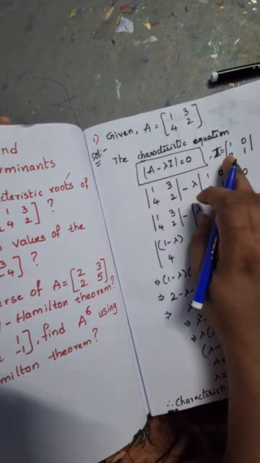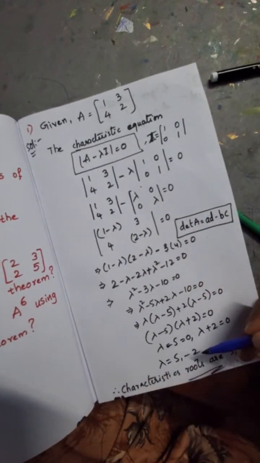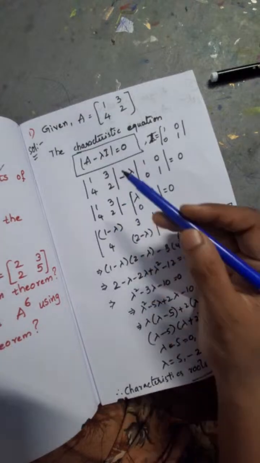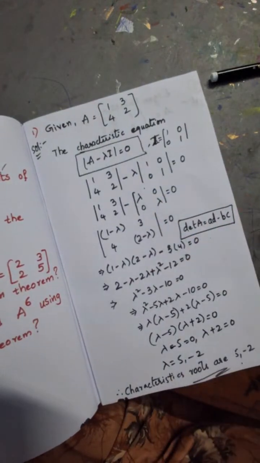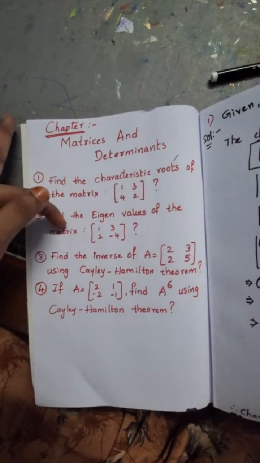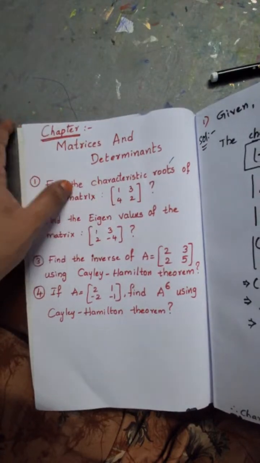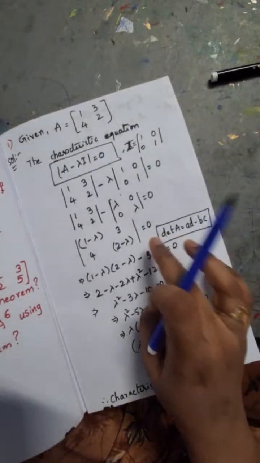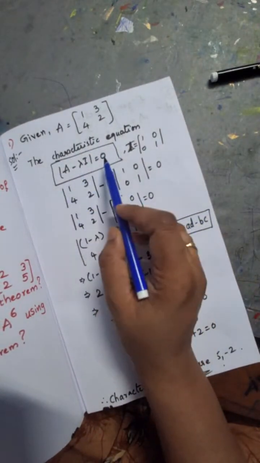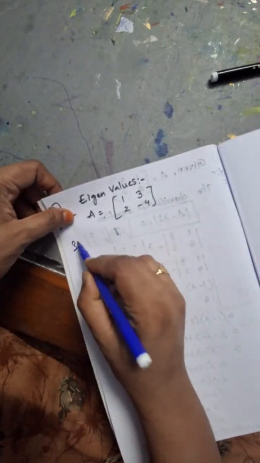Same as this, we have to substitute using the characteristic equation. We have to find the lambda values. That lambda is only the eigenvalues, children. Characteristic roots are also lambda and eigenvalues are also lambda, so don't get confused between the two questions. If characteristic roots or eigenvalues are asked, we follow the same process. A minus lambda I is the perfect formula for characteristic roots and eigenvalues. So I am using the same formula here to find eigenvalues.